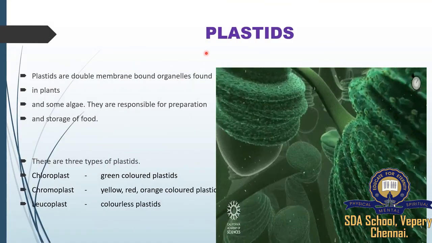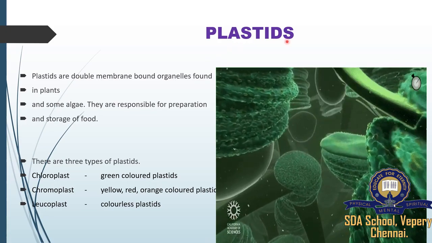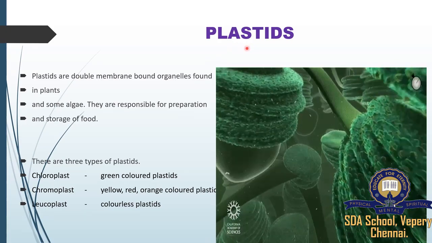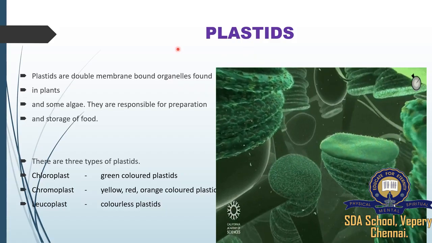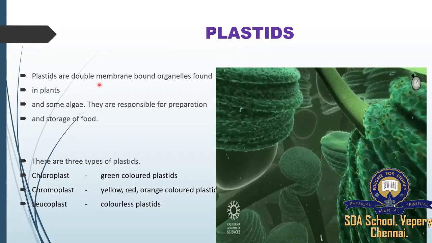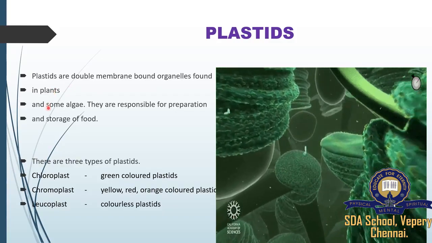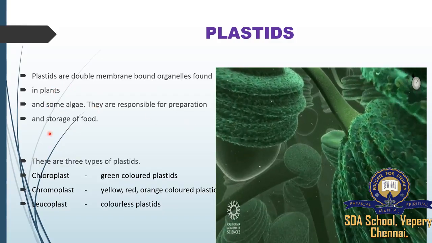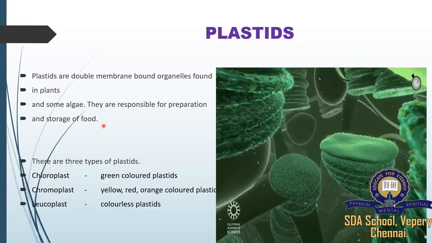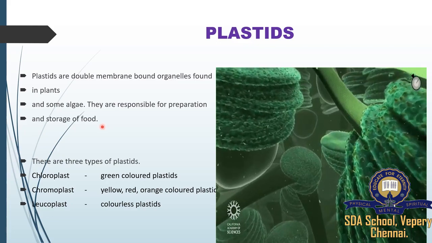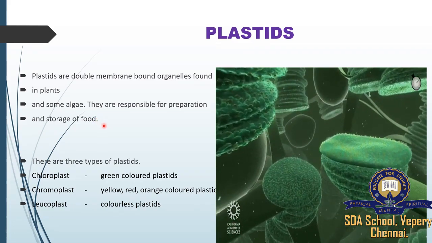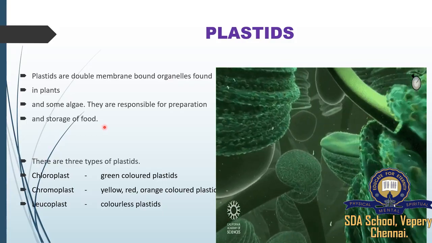Now we are in the topic plastid. It is also a part of a plant. Plastids are double membrane bound organelles found in plants and some algae. They are responsible for preparation and storage of food. Preparation of food, we already know the process of photosynthesis.